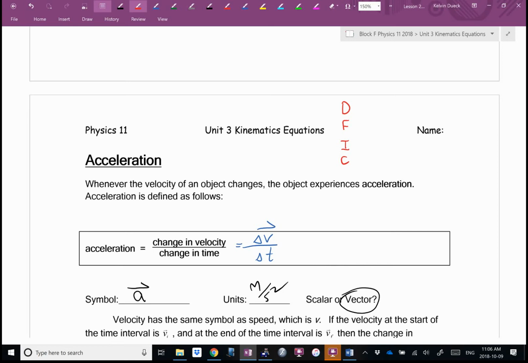What does it stand for? DFIC stands for list your data, find a formula, insert the numbers, and calculate the answer. Eventually, you'll get good enough, Liam, that you'll actually skip that and you'll combine steps and you'll be doing multiple steps at once. But anytime you come to something new, I'm going to list my data.